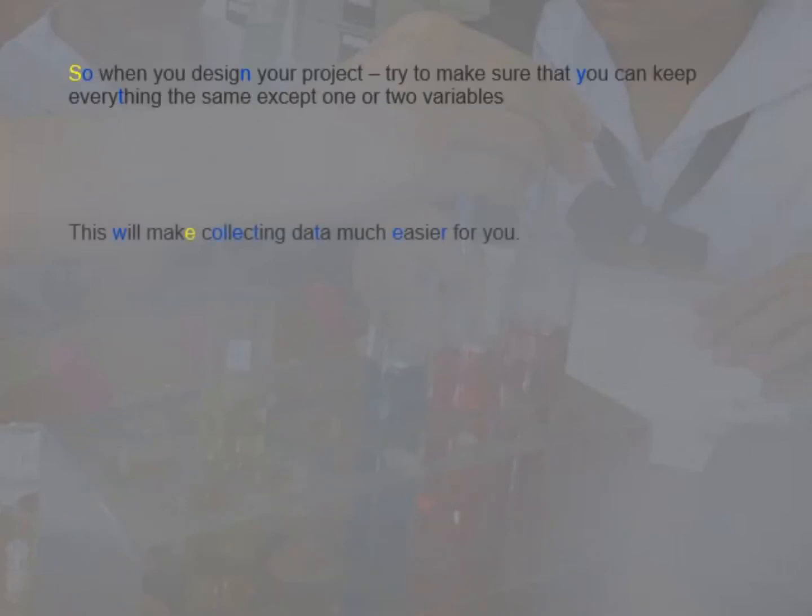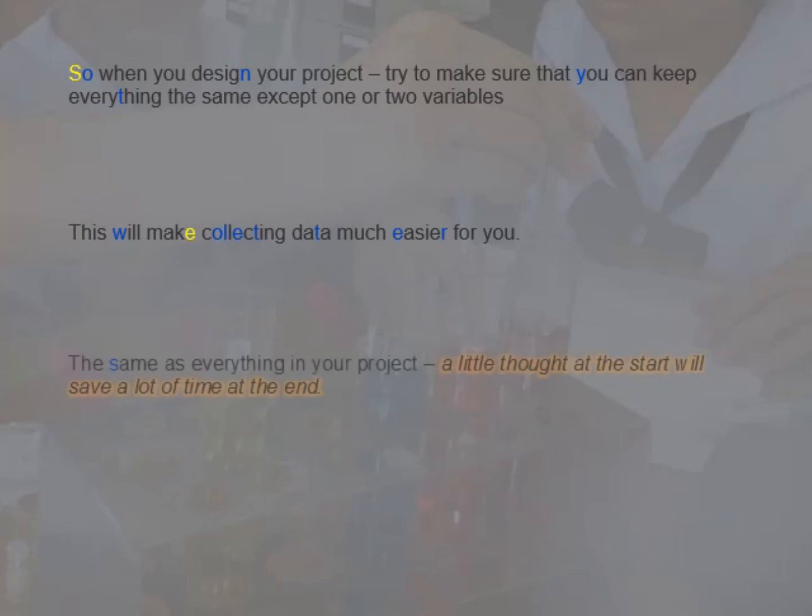So when you design your project, you should now see why it's important to keep things simple. Try to make sure that you can keep everything the same except just one or maybe two variables, and this will make collecting data much easier for you. The same as everything in your project, if you put a little bit of thought into it at the start, it will save you a lot of time at the end. There is an old saying, proper preparation prevents poor performance. And there's a slightly longer version of that saying which you can find for yourself on the internet. It includes a bit of extra P.